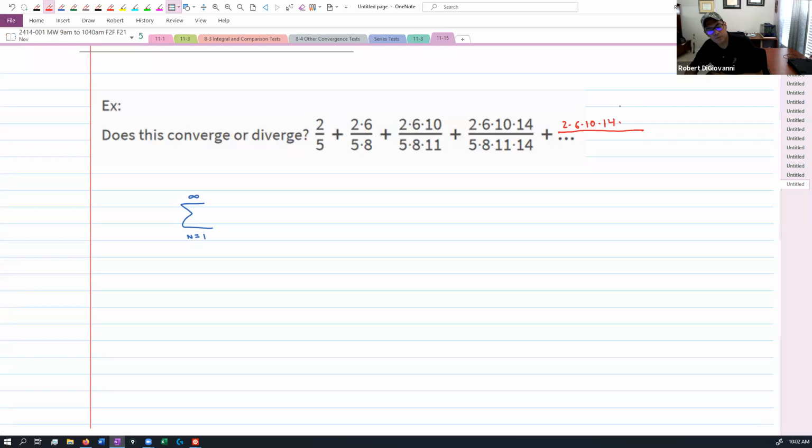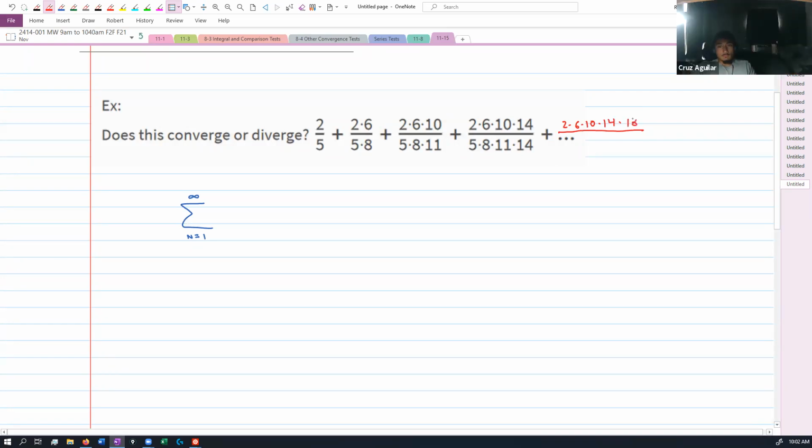18. What is that? 18, right? So it's increasing by 4 each time, right? And on the bottom, it would be 5 times 8 times 11 times 14, and those are going up by what each time? 3. So the next one should be 17, right? That should be your next one. So how do we write that?